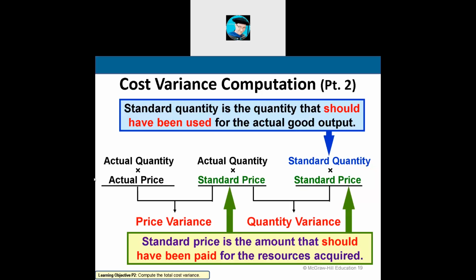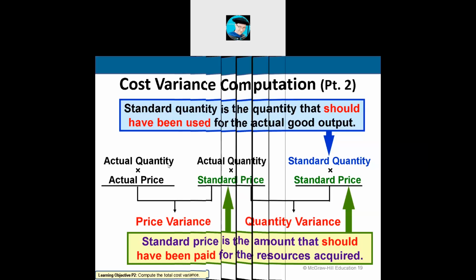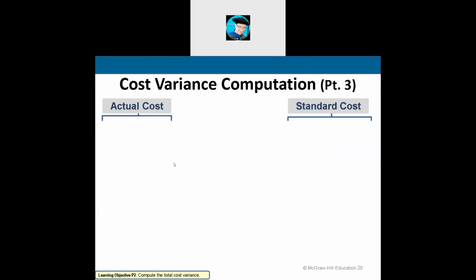I know it's a lot. But the standard price is the amount that we should have paid. The amount we normally pay is a standard price. Standard quantity is the amount we normally purchase, or the amount we normally use to manufacture the product. And of course, the actual is what actually happened.